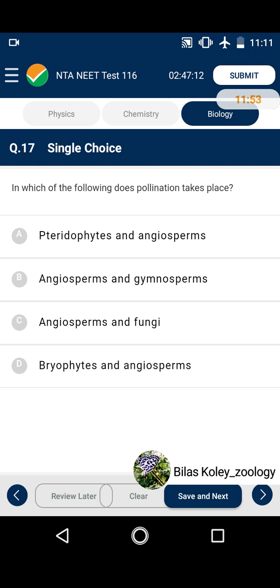Question number 17. In which of the following does pollination take place? And the options are pteridophytes and angiosperm, angiosperm and gymnosperm, angiosperm and fungi, bryophytes and angiosperm. In these questions, the right option will be option B, angiosperm and gymnosperm.